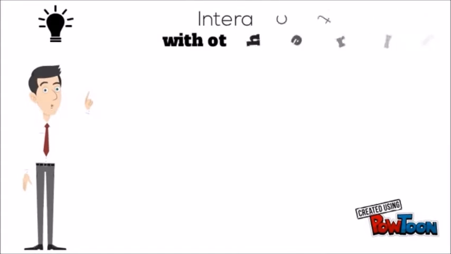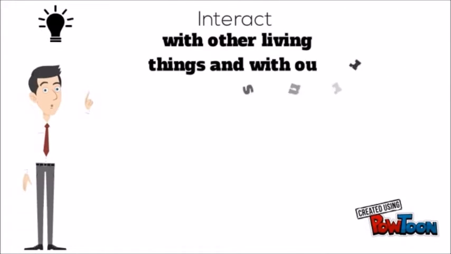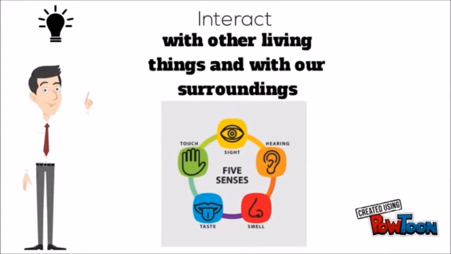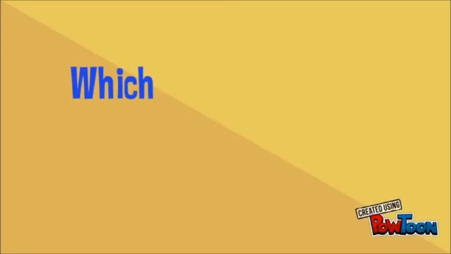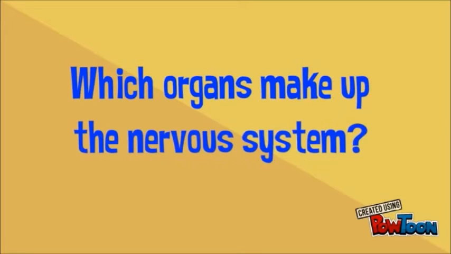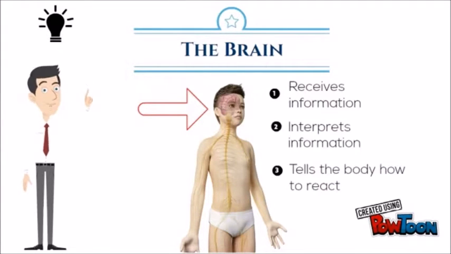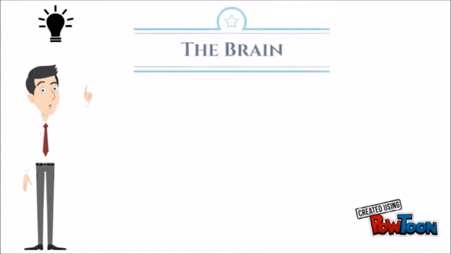In order to interact with other living things and with our surroundings, we need to receive information about them. We use our senses to get this information. Which organs make up the nervous system? The brain is one of the most important organs in our body. It receives information and then sends a message to a part of the body to tell it how to react.